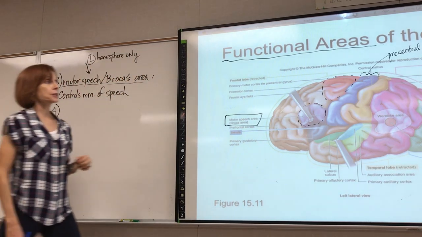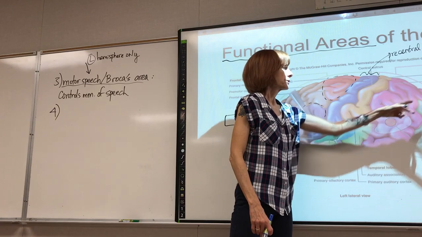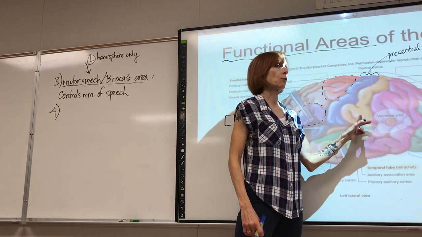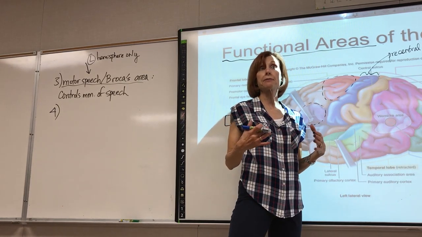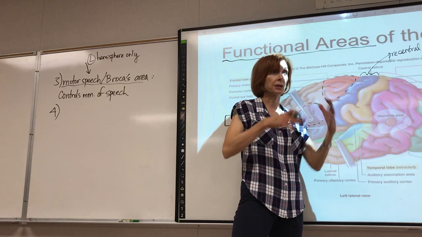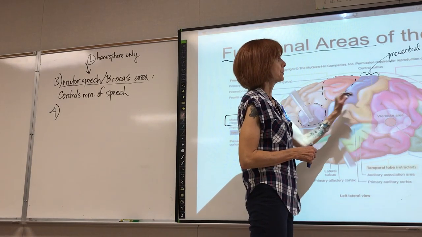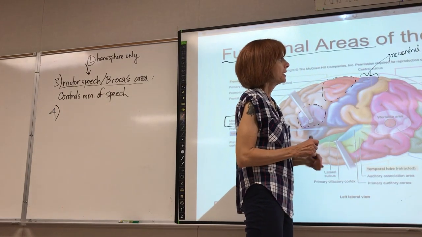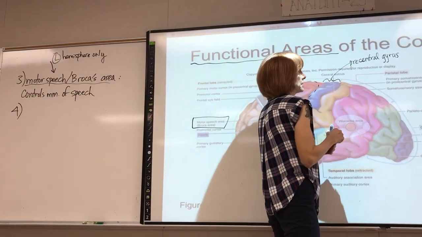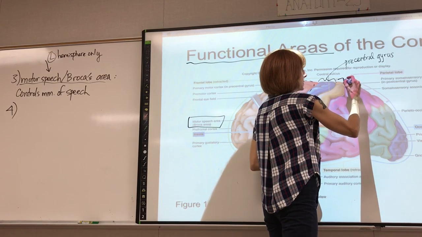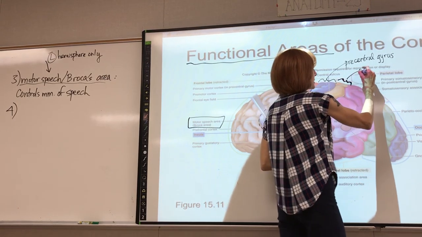Okay, so now let's go back into the parietal lobe. The parietal lobe you can think of as being more for sensory information, receiving and processing sensory information from most of the body. So this gyrus here that's posterior to the central sulcus, this is called the post-central gyrus. Okay, post-central gyrus.